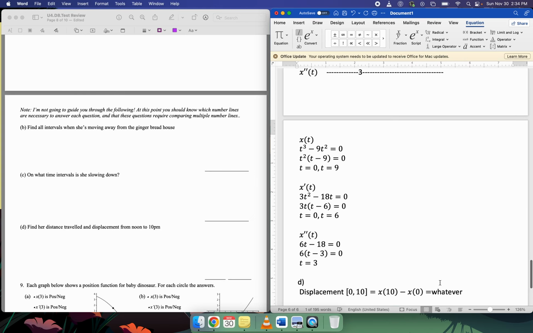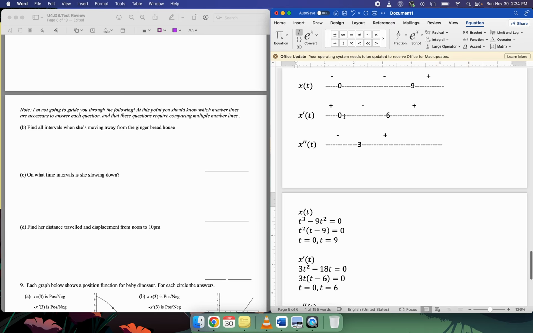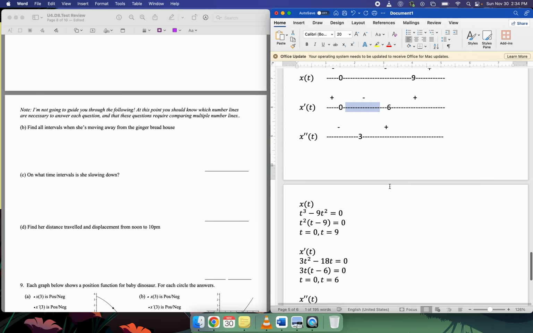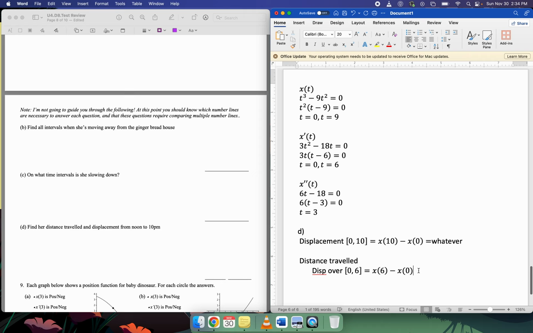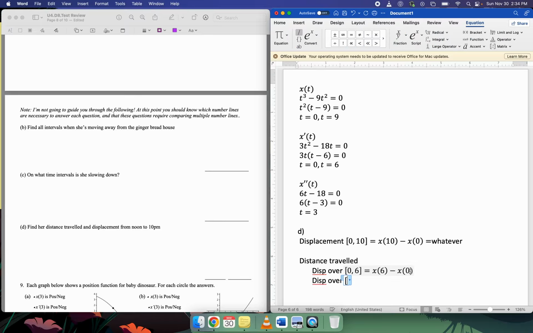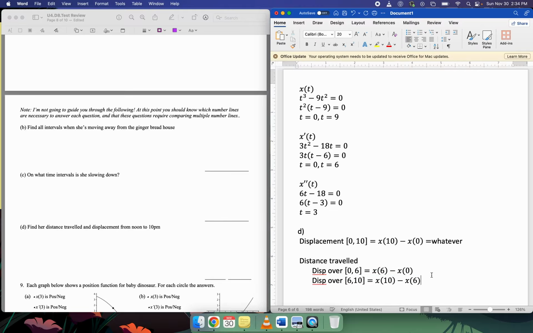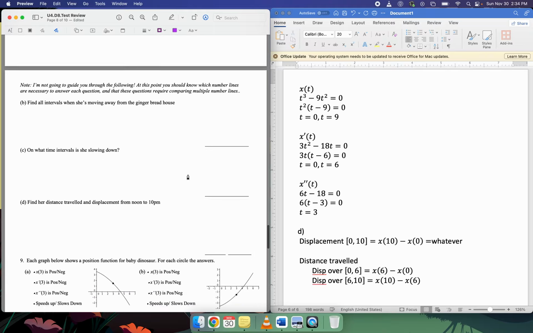It's going to be negative because she's traveling to the left during this time, which means the displacement is going to be some negative number. And for the purposes of distance traveled, you want to take the absolute value of that, to make it positive. Then we do the displacement over the other interval from 6 to 10, which would be x of 10 minus x of 6. You just take these two numbers, make sure they're both positive, and add them together. That's the distance traveled.